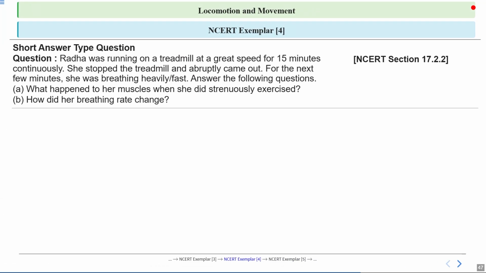Now this is question number 4, and the question is, Radha was running on the treadmill at a great speed for 15 minutes continuously. She stopped the treadmill and abruptly came out. For the next few minutes, she was breathing heavily or fast. So you have to answer the following questions. First one is, what happened to her muscles when she did exercise? And the second is, how did her breathing rate change?